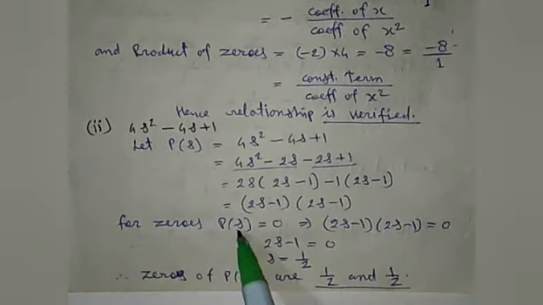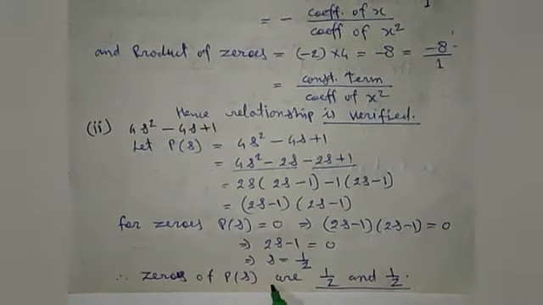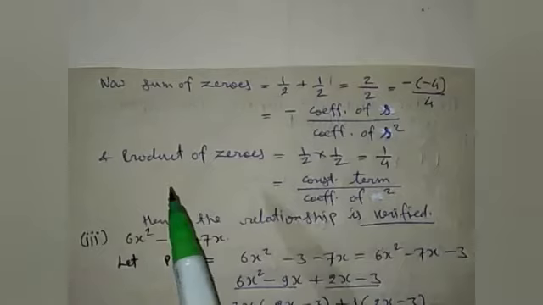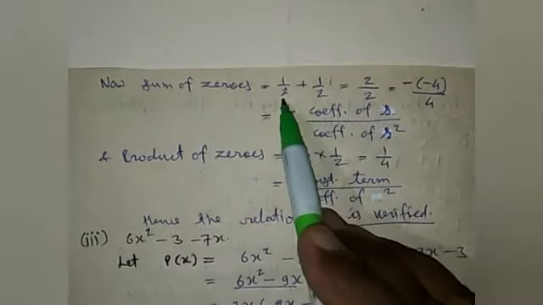For zeros, p(s) should be equal to 0. Hence (2s minus 1) into (2s minus 1) equals 0, meaning 2s minus 1 equals 0. So s equals 1 upon 2. Here both the factors are the same, so the zeros of p(s) are 1 upon 2 and 1 upon 2. Both zeros are the same. Now for verification, the sum of zeros equals 1 half plus 1 half.